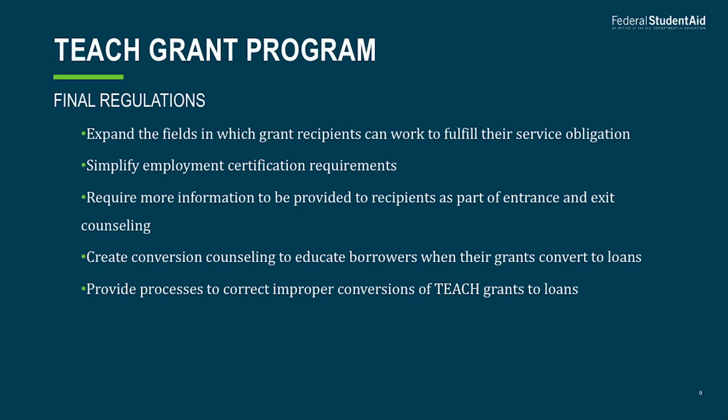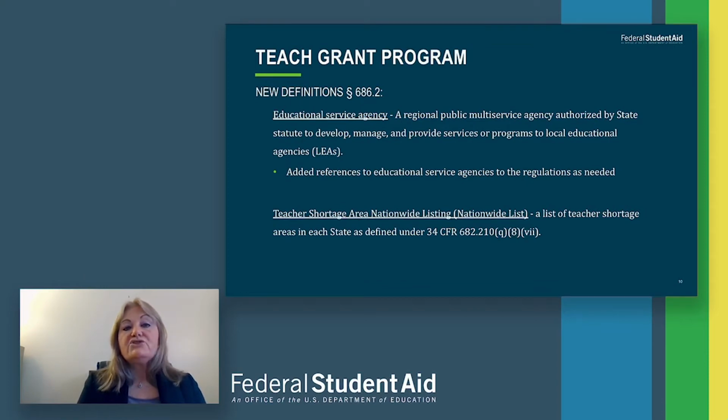There are several new and revised definitions that we provide in the regulations. Let's start with the new ones. We added a definition for educational service agency to mean a regional public multi-service agency authorized by state statute to develop, manage, and provide services or programs to local education agencies to reflect the addition of educational service agency made by the Higher Education Opportunity Act of 2008 to include educational service agencies in the description of a low-income school for purposes of Title IV student assistance programs, including TEACH.